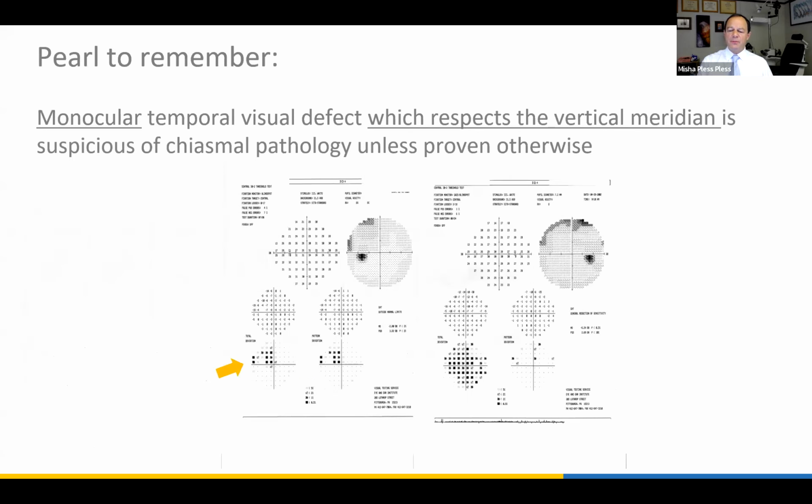But the more important point here is that a monocular temporal visual field defect, which respects the vertical meridian, is suspicious of chiasmal pathology unless proven otherwise. Now, the classical teaching is that bitemporal visual field defects imply chiasmal compression. But all you need is one eye with a visual field defect of this type that respects the vertical meridian. Regardless of what's happening in the other eye, the patient could have been monocular, could have lost the right eye. If you see this, image the patient.